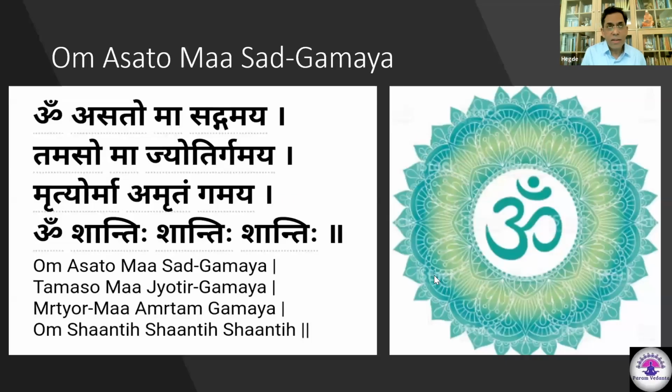We have heard these Upanishadic words so many times. It is, once you're able to relate. For example, from our school days, we've heard this mantra. Every time a lamp is lit, they make this mantra, Om Asato Ma Sadgamaya. This is the mantra that comes from the Brihadaranyaka Upanishad.